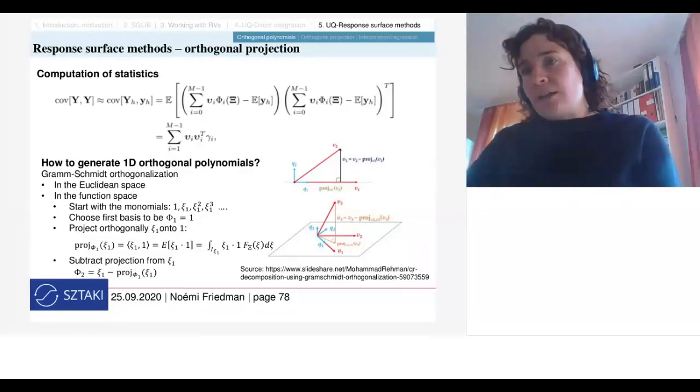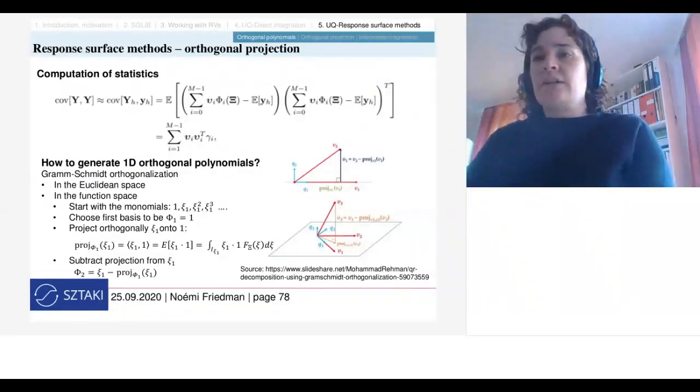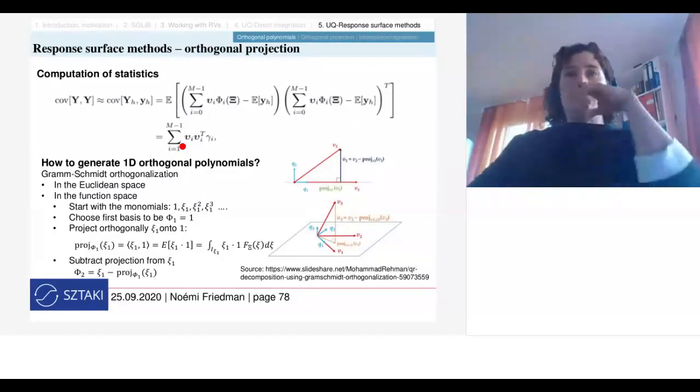Now, let me check the time again. Okay, I wrote down that I have time until 1:10, right? So I have half an hour more. Okay, so I will rush up.